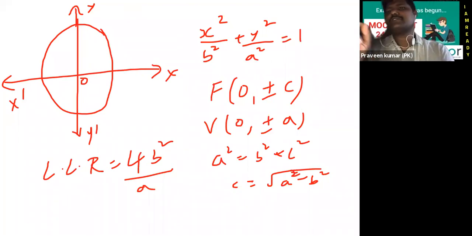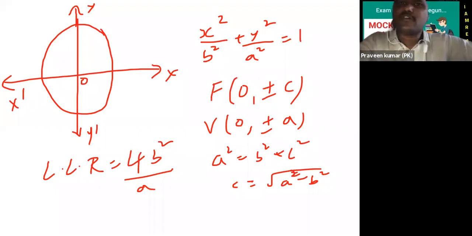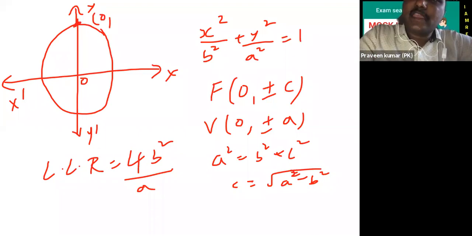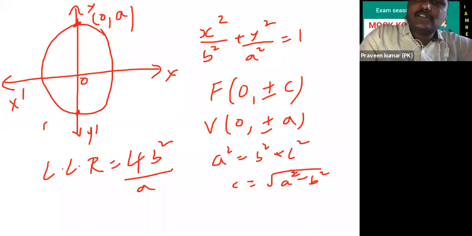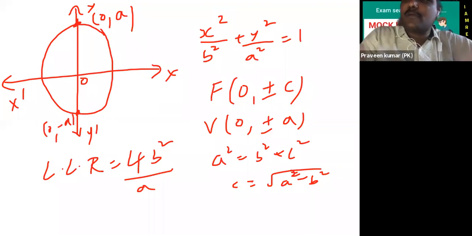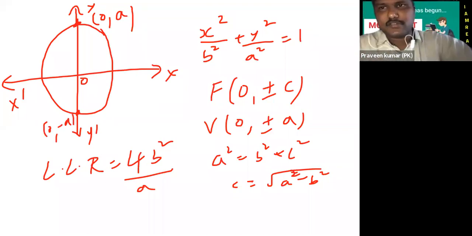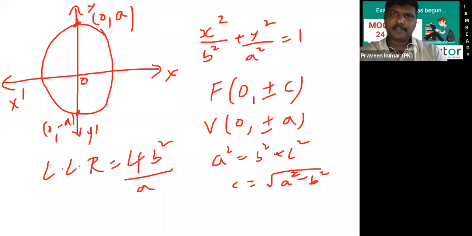You see, the equation I wrote is y square by a square now. So this is 0 comma a. This is 0 comma minus a. So the vertex is 0 comma plus or minus a only. No change. Don't confuse, okay. It is on the y-axis.